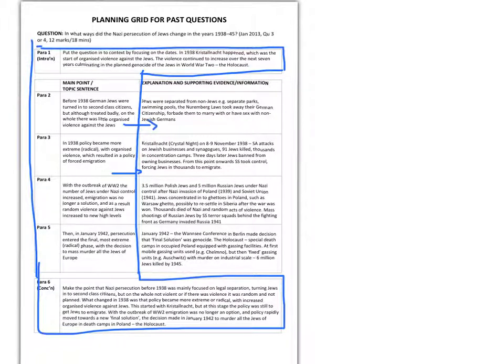So what I'll do is I'll take you through what the key points were, make sure you understand them, and then give you the examples of the key supporting information to back up each point. Okay, so here we go.